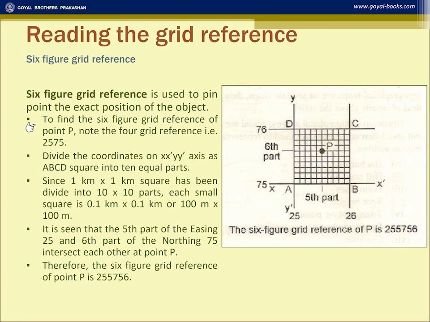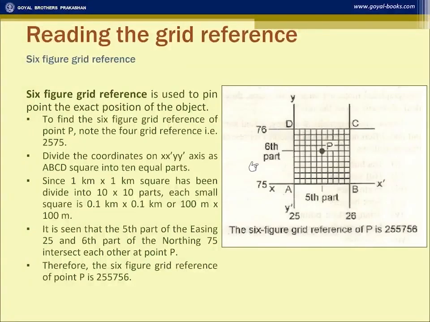Here, it is given to find the six-figure grid reference of point P. Note the four-figure grid reference, that is 2575. Divide the coordinates of x and y into 10 equal parts. Since a 1 kilometer by 1 kilometer square has been divided into 10 parts, each is 0.1 kilometer or 100 meter by 100 meter. Generally, we do it mentally because it would take too much time to draw all these squares.